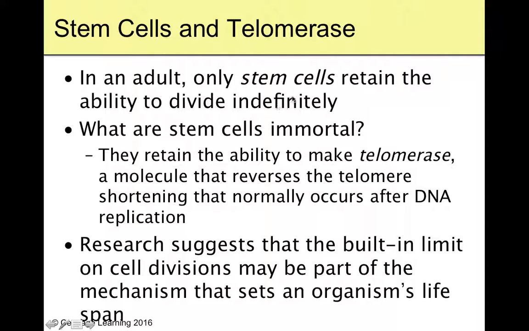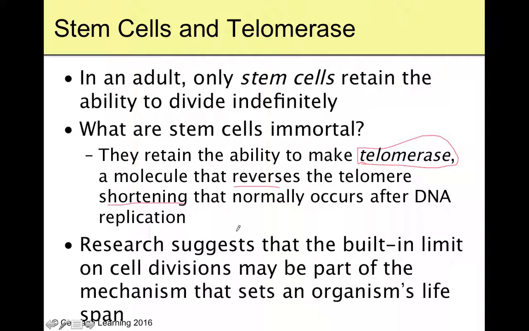And in an adult, when we have stem cells, these stem cells can divide indefinitely. And one of the reasons they're immortal is because they have maintained this ability to make this really cool enzyme called telomerase, and that reverses telomere shortening. It adds those bases onto the end of telomeres, so that these cells can divide and divide and divide and divide, and essentially never get old.